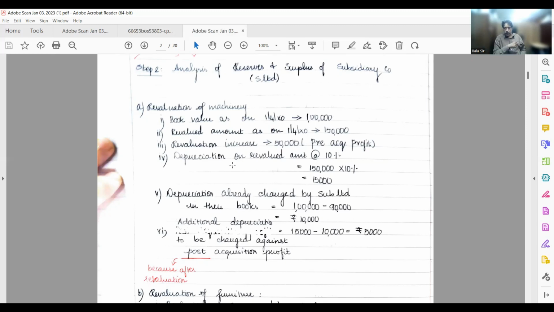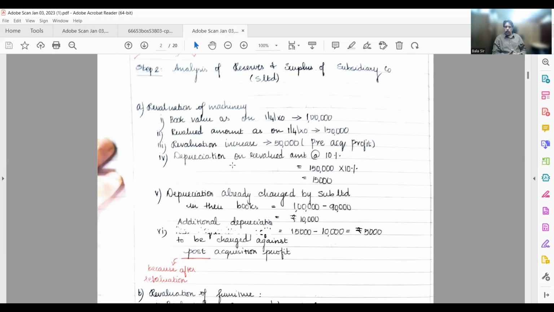So 1 lakh rupees already given in the question. Take it. Point number 2. Revalued amount as on 1-4-20X0, 1,50,000. Or you can say it's a fair value or revalued amount is 1,50,000. And point number 3. Revaluation increase, rupees 50,000.